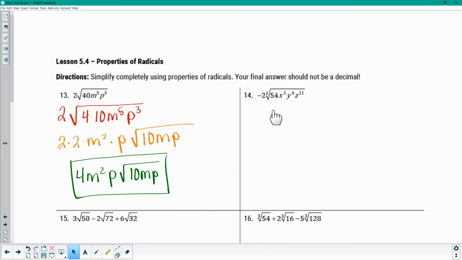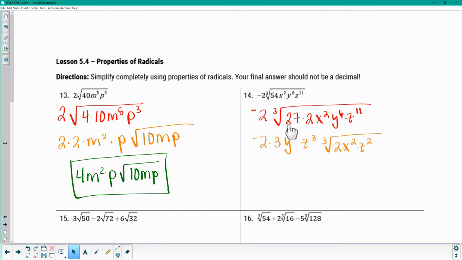Now for number 14, this time I'm dealing with a cube root, and I have to think of what factors of 54 I have. And I thought of 27 and 2 because I know that I can take the cube root of 27. And when I get my simplification, cube root of 27 becomes 3. And then the 2 is going to have to stay inside. X squared is also going to have to stay inside because 3 cannot go into 2.